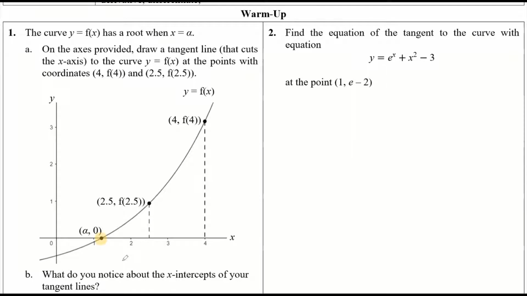For part A, you're asked to draw a tangent line that cuts the x-axis. So it has to be extended far enough to cut the x-axis at the points with coordinates 4, f of 4 and 2.5, f of 2.5. So those points are indicated on the diagram for you. So there's 4 and 2.5, so you can just read them off. So you draw the tangent lines here and here, and make sure that they cross the x-axis. If you didn't manage to do that, or if you weren't sure what to do, pause the video again and have another go at it.